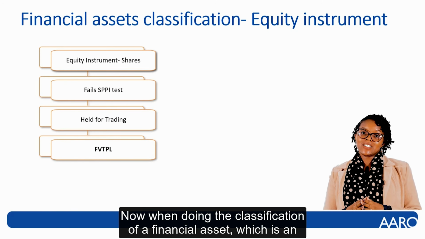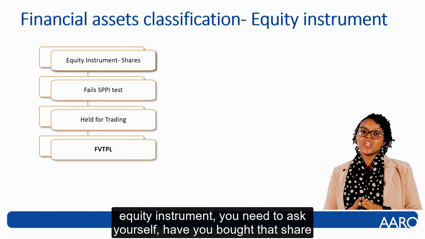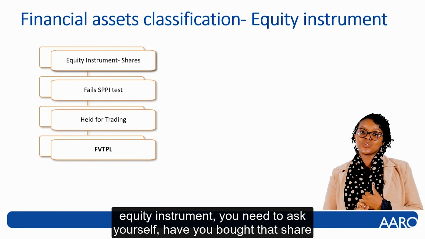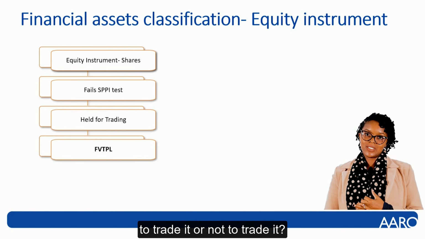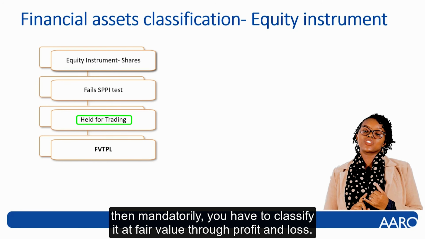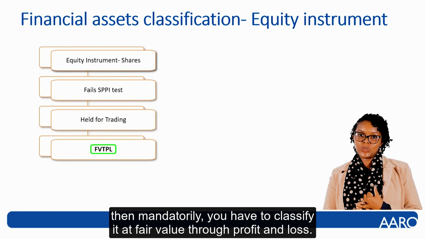Now, when doing the classification of a financial asset, which is an equity instrument, you need to ask yourself, have you bought that share to trade it or not to trade it? In the case that you have invested in that share for the purpose of trading it, then mandatorily you have to classify it at fair value through profit and loss.